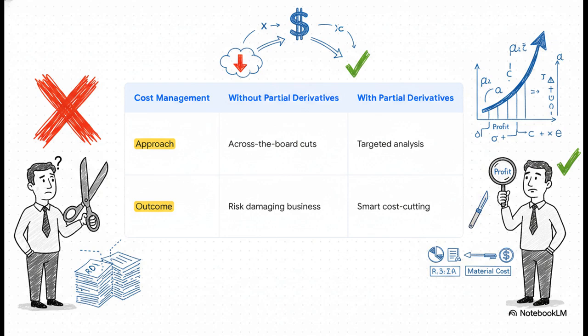The smarter manager, the one who understands this concept, uses a scalpel instead of a hammer. They ask, okay, what is the partial derivative of our profit with respect to, say, our material costs? And the answer gives them the exact impact. They'll know precisely how a 5% cut in materials will affect the bottom line, if labor and everything else stays constant. This lets you make smart, targeted cuts that don't accidentally wreck the business.